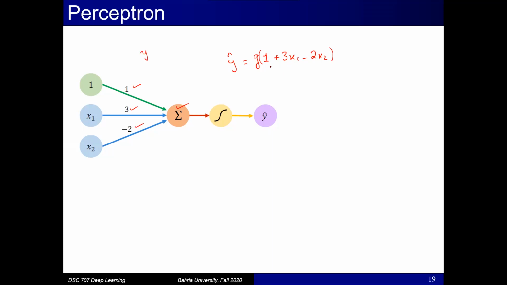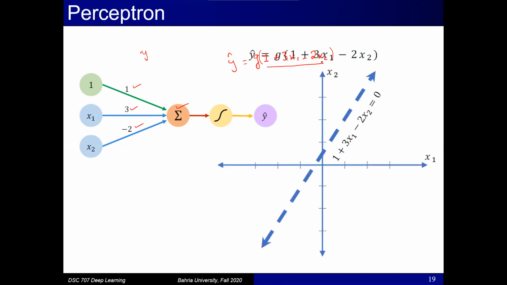Now if you focus on this part, what is this? If you plot it, this is the equation of a line. Let me just plot this line. It would be something like this. This is the equation of the line, which was produced by these numbers. For the time being, I have just plugged in some random numbers.